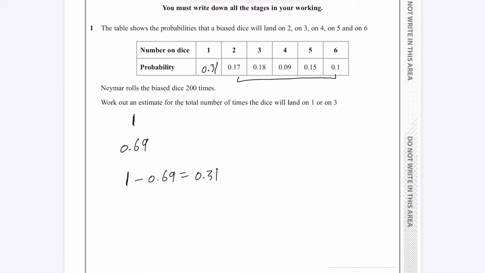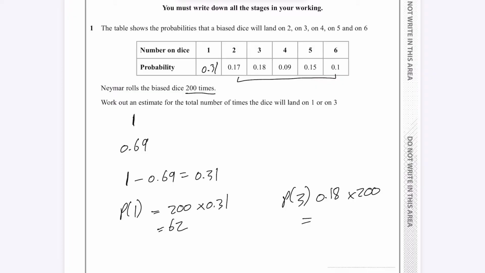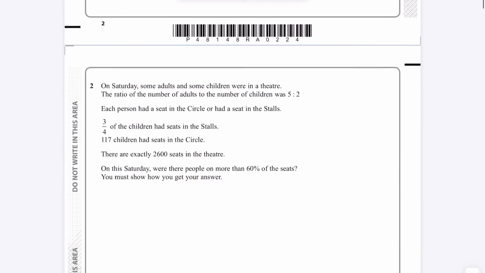So now for 200 rolls, the number of times it lands on 1 is going to be 200 times 0.31, and the number of times it lands on 3 will be 0.18 times 200. So that becomes 200 times 0.31, which is 62, and 0.18 times 200, which is 36. So that's 36 plus 62, which is 98. Moving on to question 2.